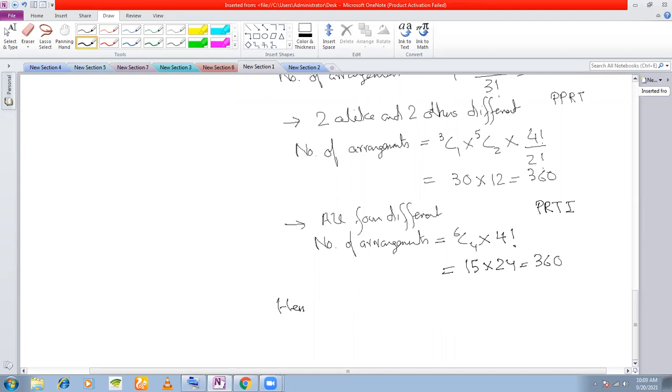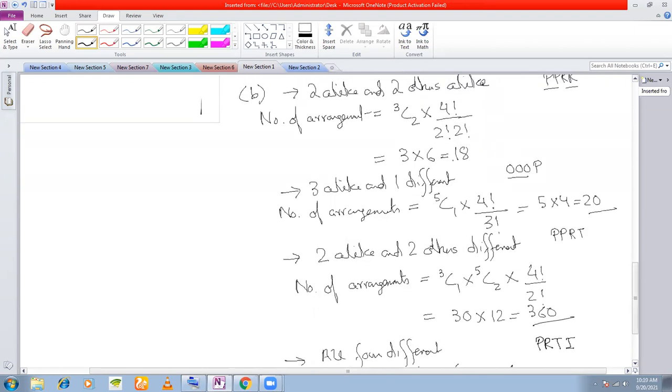Hence, total number of arrangements. Add up all these. 18 plus 20 plus 360 plus 360 will give you 758. Add up all this: 360, 360, and you have 20 and you have 18. Okay. Yes. Any question here?